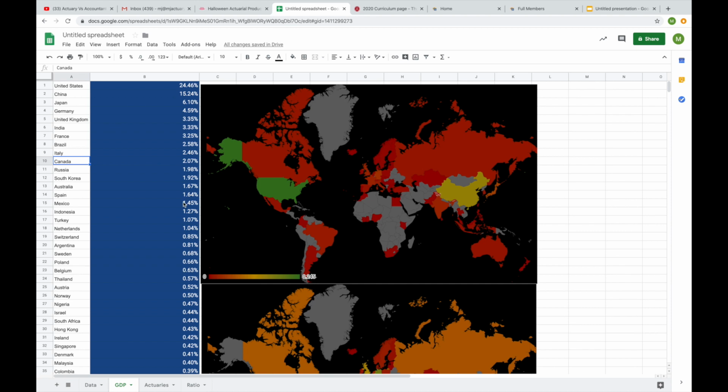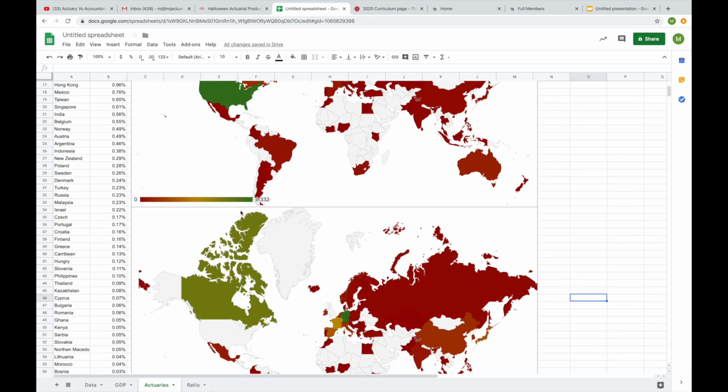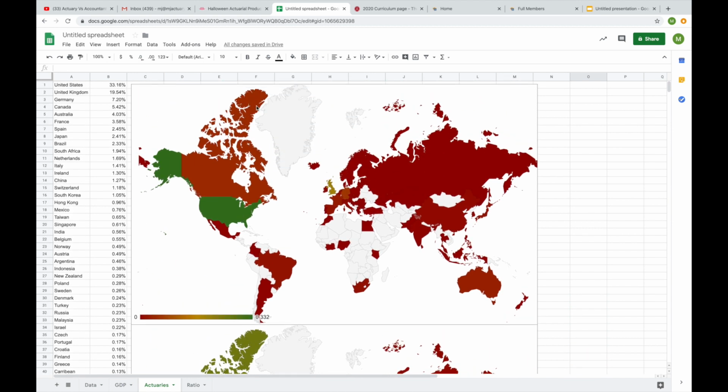Then I did the same thing with the actuaries. So we've got our actuaries over here, and I once again plotted the list. Interestingly, United States is again the biggest one at 33.16%. That means a third of all actuaries are based in America or belong to the American actuarial societies. What was interesting is look at China. China's only got 1% of the actuaries, even though they're second in the GDP.